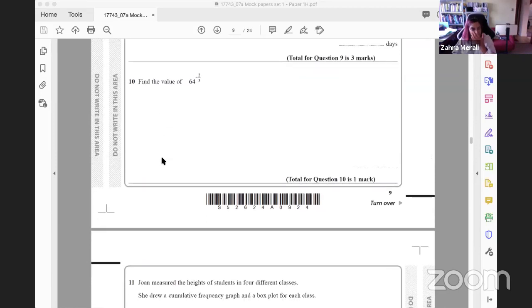All right, find the value of 64 to the power of minus 2 over 3. You see the minus sign and you think 1 over. So the minute I see a minus sign, I'm going to get rid of the minus by doing 1 over 64 to the 2/3. Now, what does that mean? So if you remember your rules, something to the power 2 is squaring it. So we can do that.